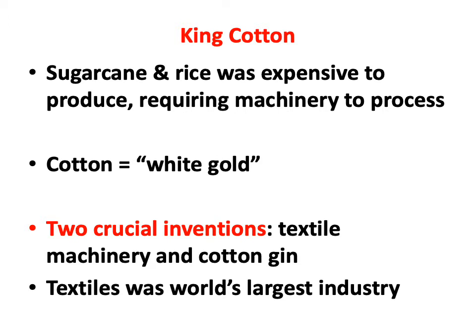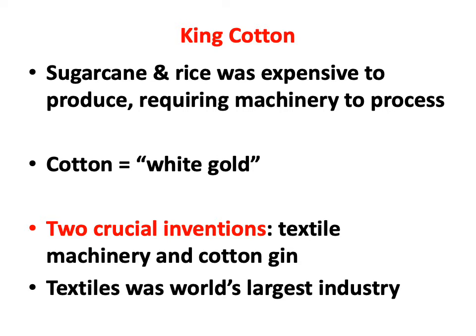Cotton was so profitable, it became known as, quote, white gold, and it was very, very much viewed that way and became the foundation of the economy of the southern states. And indeed, cotton was the largest export of the United States before the Civil War.